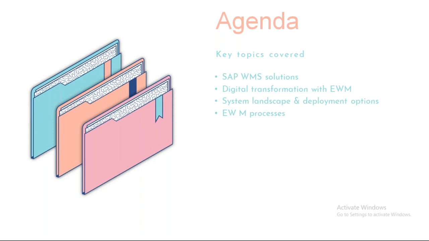And how WM evolved, so basically when it was introduced, and what are the changes that have come in WM, all these things we'll discuss. And after that, we'll introduce the EWM functionality, and we'll understand the landscape and deployment options. And finally, we'll understand what are the processes available in EWM.